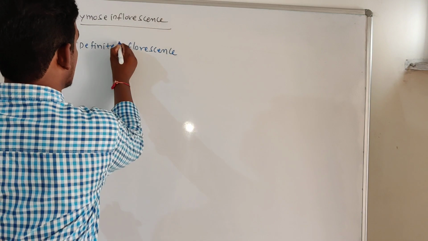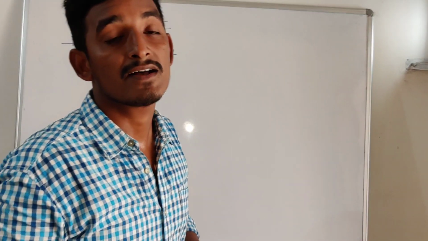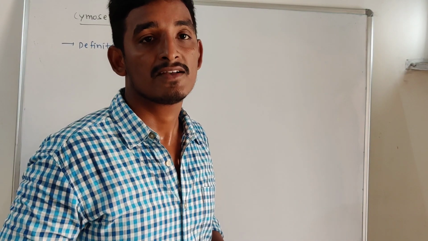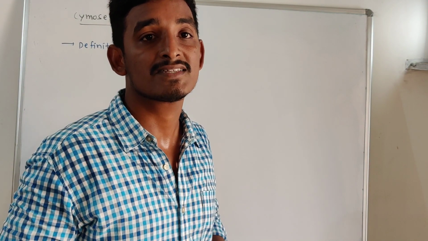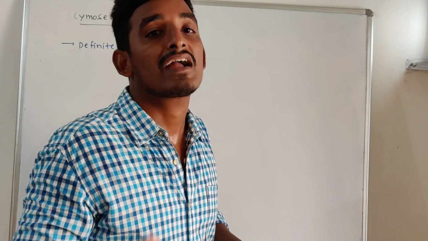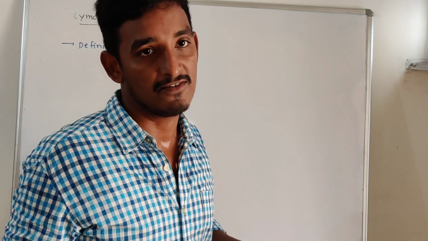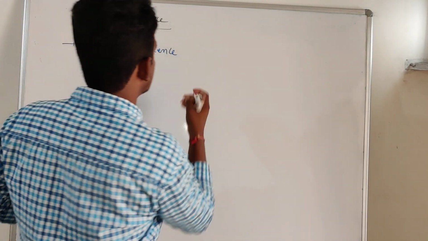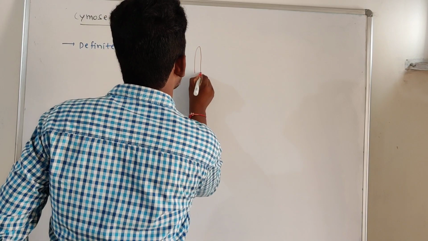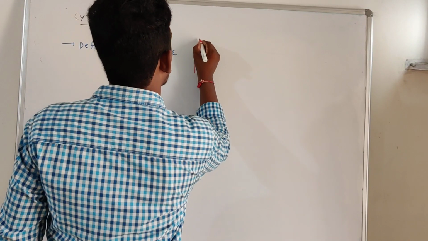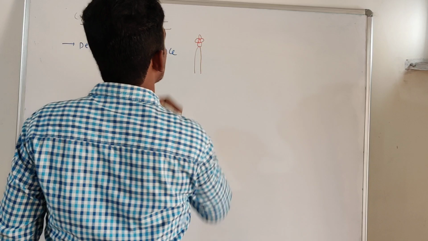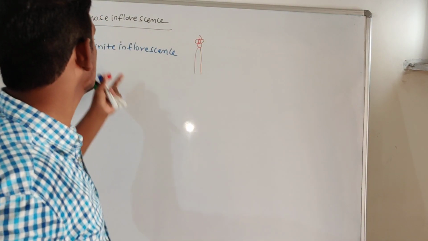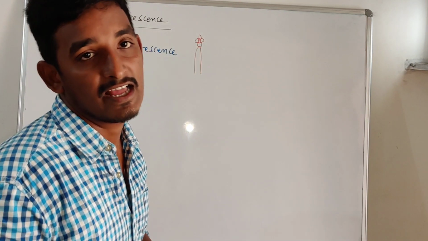Why is it called a definite inflorescence? Because here the peduncle terminates with a single flower. In racemose inflorescence, the peduncle grows continuously and never terminates with a flower. But in cymose inflorescence, the peduncle terminates with a single flower. What is the peduncle? The stalk of the inflorescence is known as the peduncle. That's why we call it a definite inflorescence.